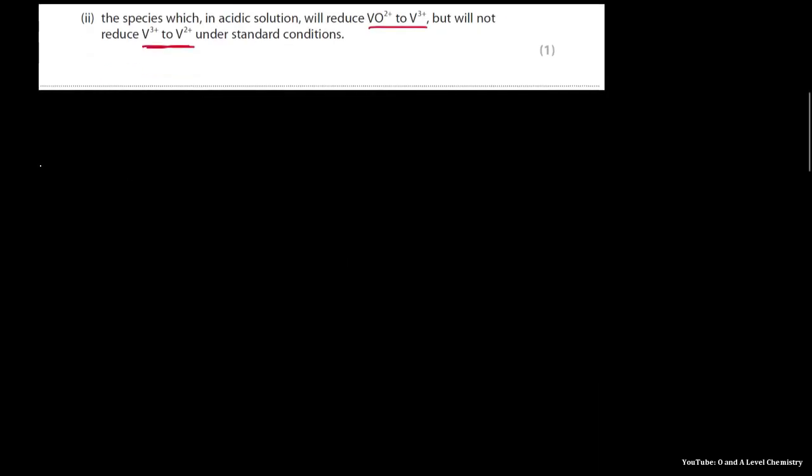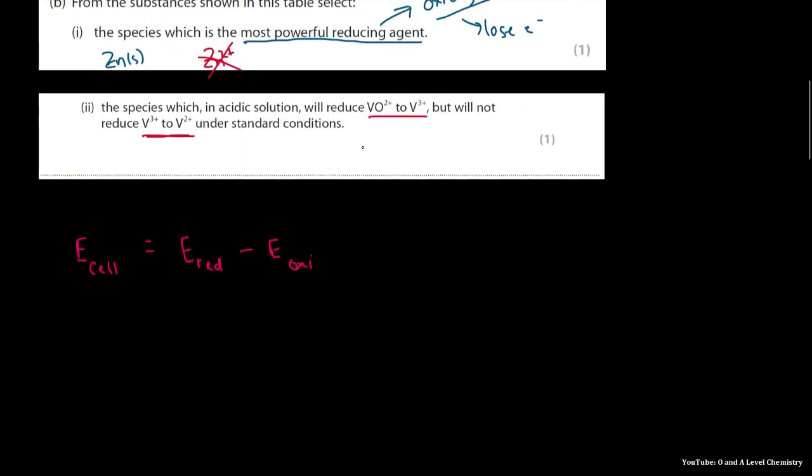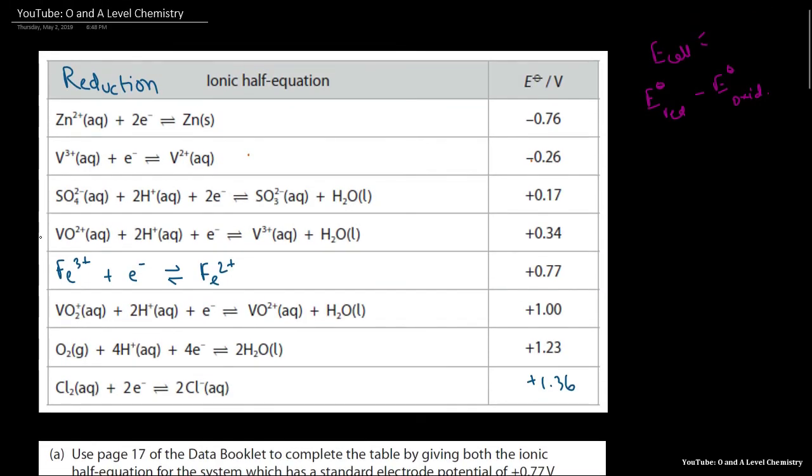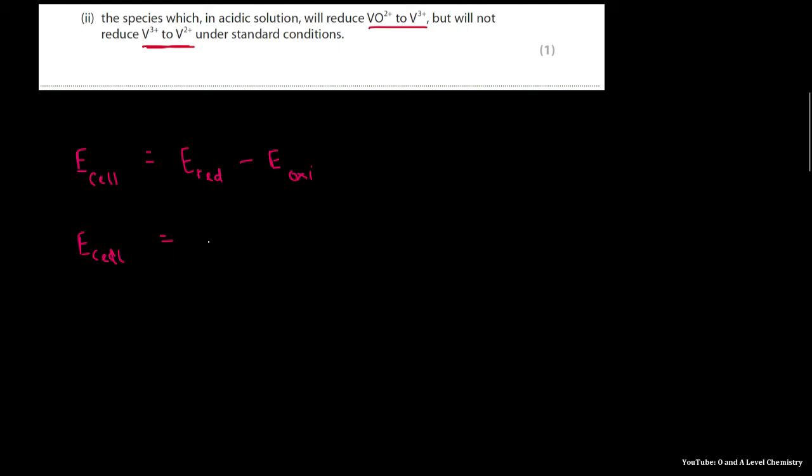So E cell is always the E value of the guy being reduced minus the E value of the guy being oxidized. So for this part, I know that the E cell is equal to the guy being reduced here, which is VO2 plus to V3 plus. The value is plus 0.34. So I'm going to come down here and write plus 0.34 minus whatever is going to be here.